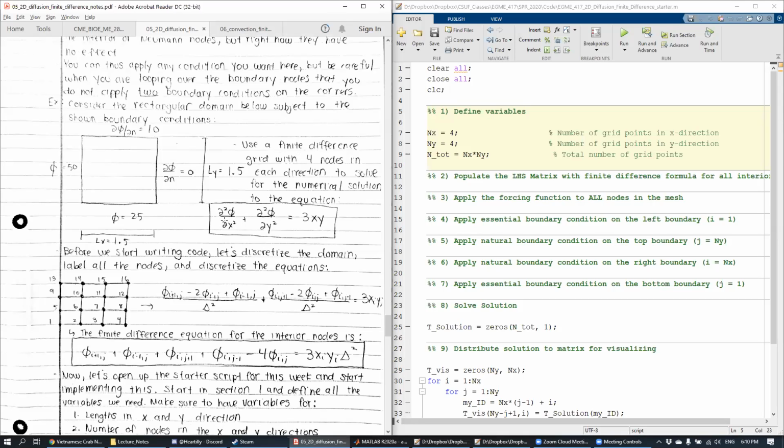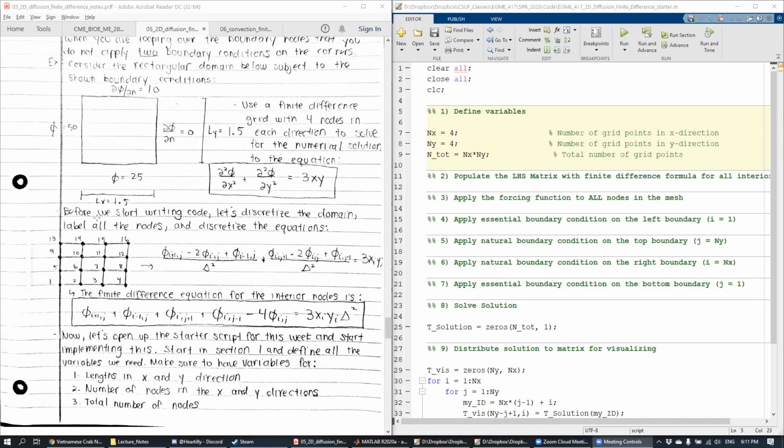And so this equation right here, we have partial squared phi, partial x squared, plus partial squared phi, partial y squared is equal to 3xy, right? So we have basically just a simple diffusion equation in 2D because we have our second derivatives and just a modest source term. Okay, any questions on the problem setup? Okay, all right. So let's start.